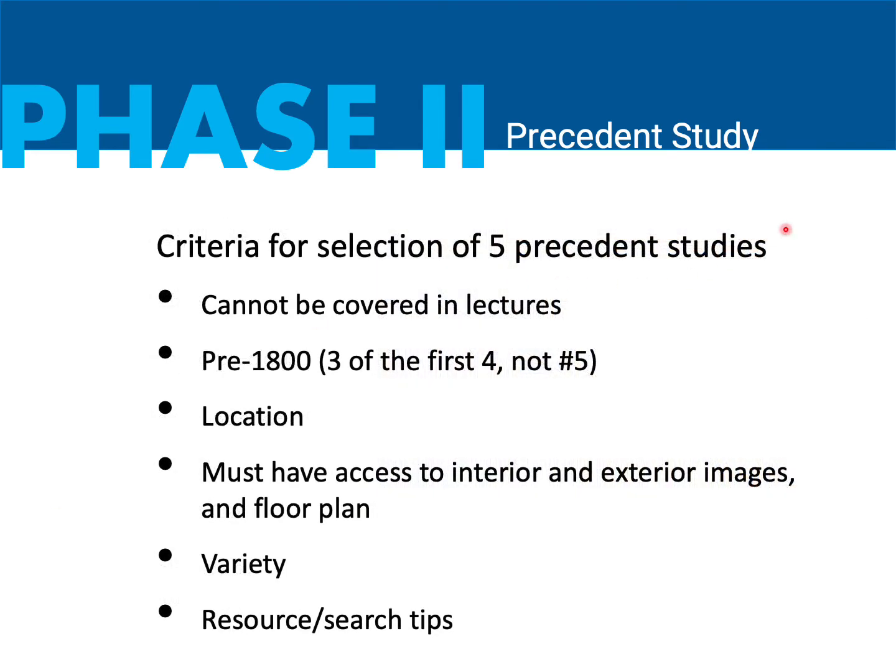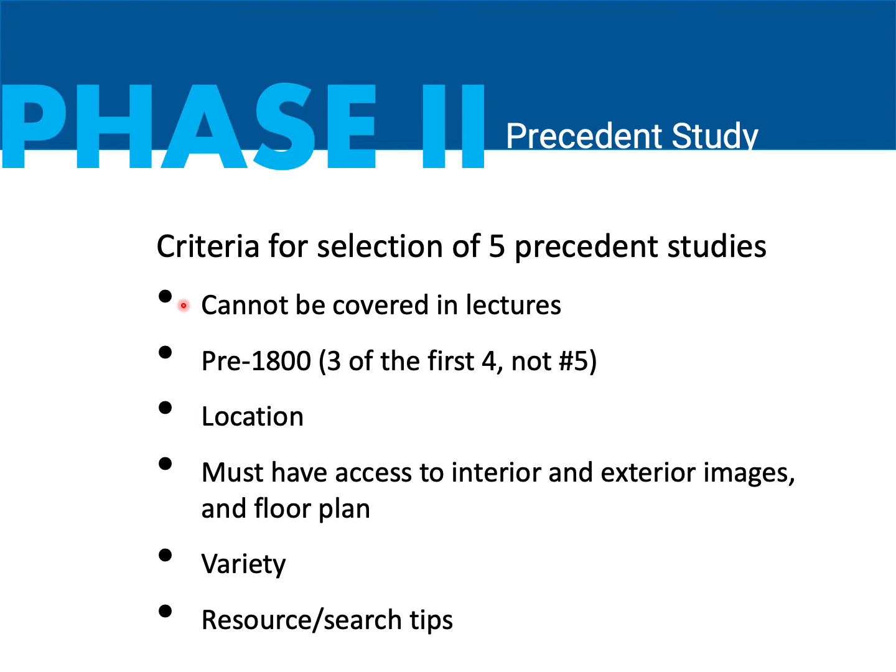All right. So here's the criteria for your precedent study selection. You're going to do 5 studies, as I've told you, and these, again, are in the instructions, and you can read them over and over again. So 1, none of your structures can be covered in my lectures. So you can look through the study guides to make sure you're not choosing a temple, a shrine, or memorial, or whatever that I'm going to talk about in the future.